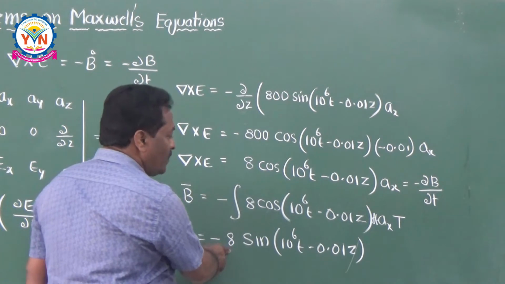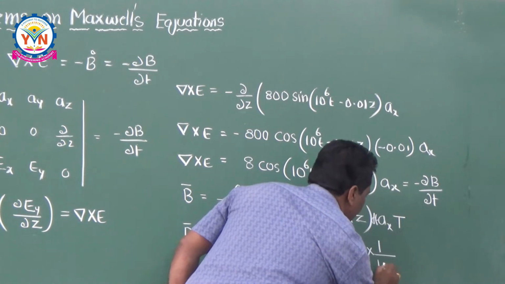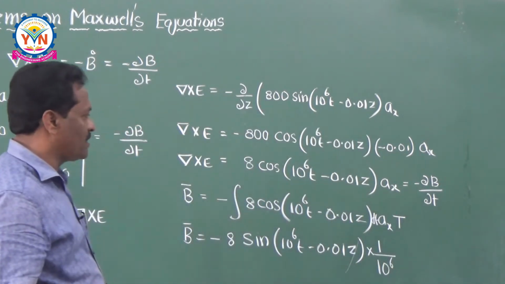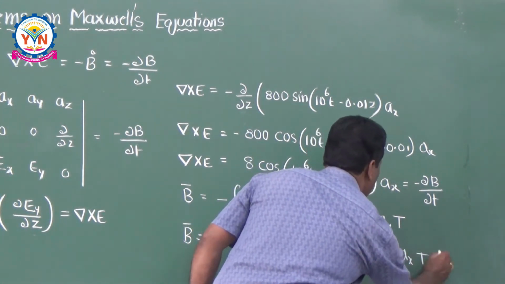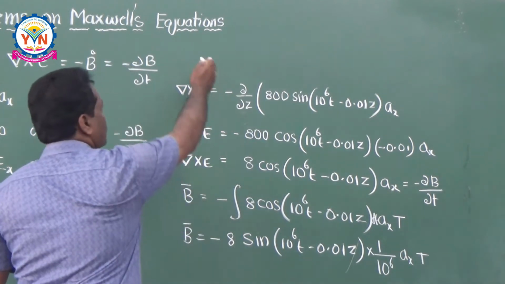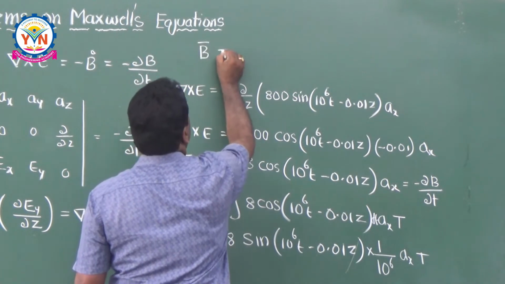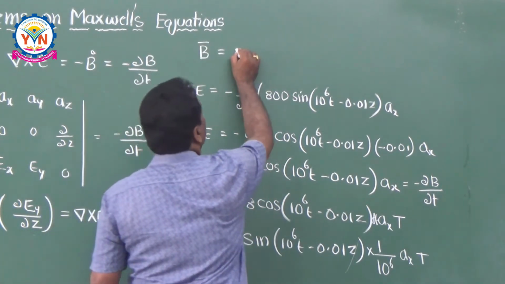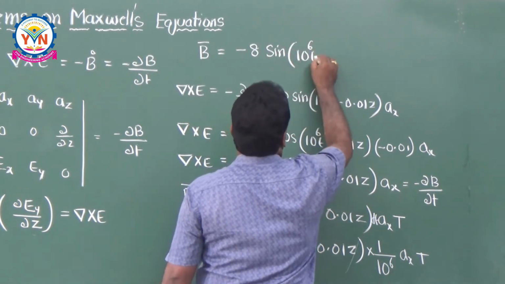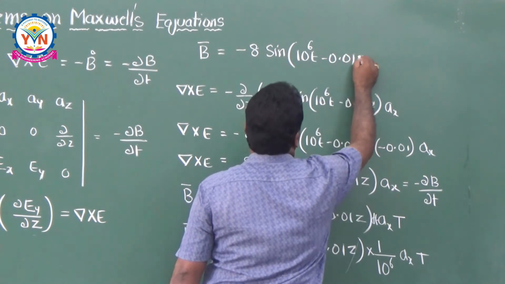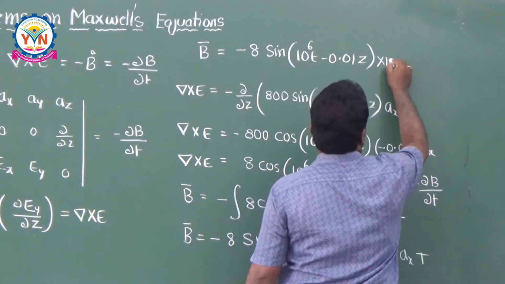Okay. Then what is the integration of this? Into 1 by 10 to the power of 6. This is in which direction? X direction, Tesla. Therefore, finally I am writing for visualization. Your B bar, magnetic flux density, is equal to minus 8 sine of 10 to the power of 6t minus 0.01 into z, okay, into 10 to the power of minus 6 Tesla.